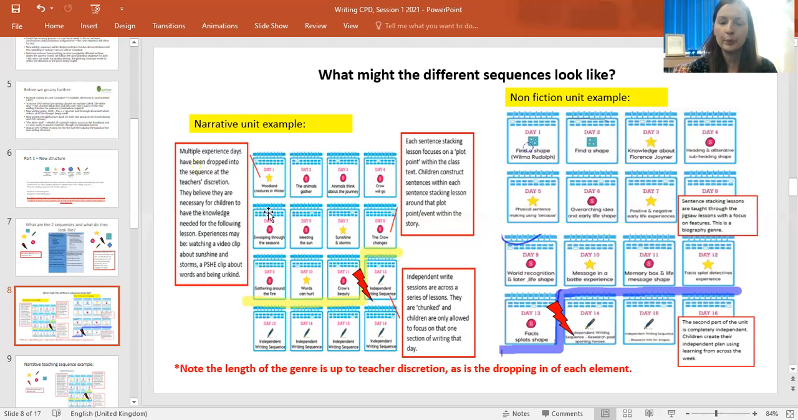So you're constantly chunking, you're constantly bringing children back, so you're getting that quality writing. Obviously, this is just an example. More sentence stacking lessons are there. You might not need that many sentence stacking lessons. It depends what aspect of your genre you're focusing on. But it must tie in directly to your practice write.